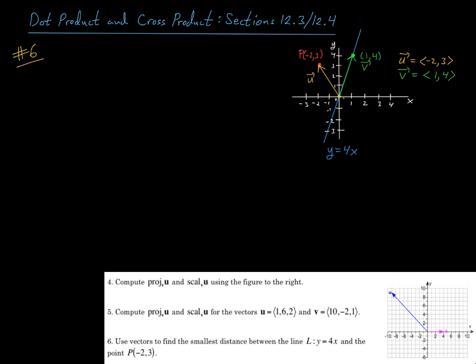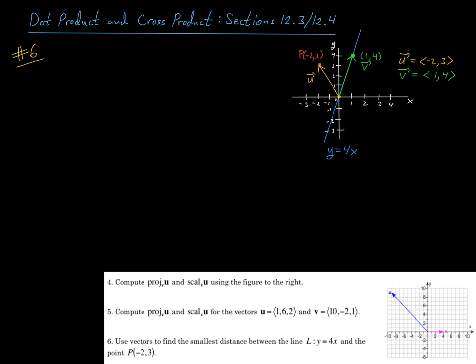So I'm going to consider these two vectors, u and v. The vector u in yellow has its tail at the origin and its tip at the point P, so in components it's -2, 3. Then I'm going to look at this vector v, where I'm just choosing two nice points on the blue line. Its tail is at the origin and its tip is at the point 1, 4, so in components, v is 1, 4.